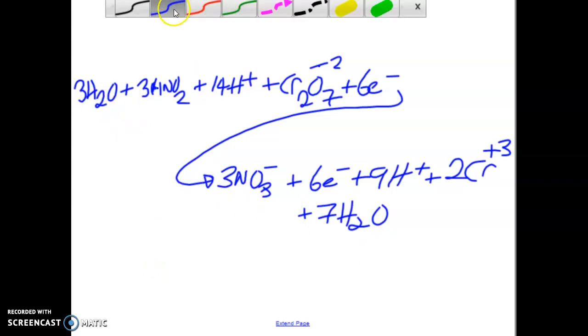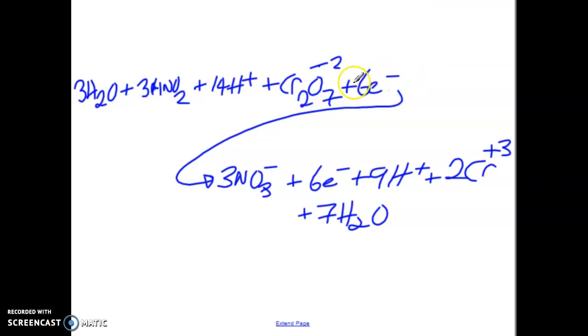Okay, so let's see if we can collect like terms or cancel whatever we can cancel. So we have 6 electrons on the left side. We have 6 electrons on the right side. Your electrons are gone, right? So remember, if you have the same substance on the left and right-hand side of the equation, you can cancel however many terms you possibly can. We're going to see that right now with our waters, for example. On the reactant side, we have 3 waters. On the product side, we have 7 waters. So these 3 waters can cancel, and we're left over with 4 on the product side.